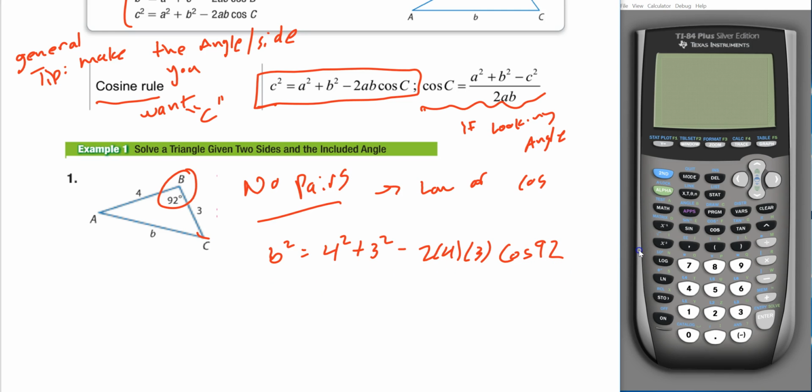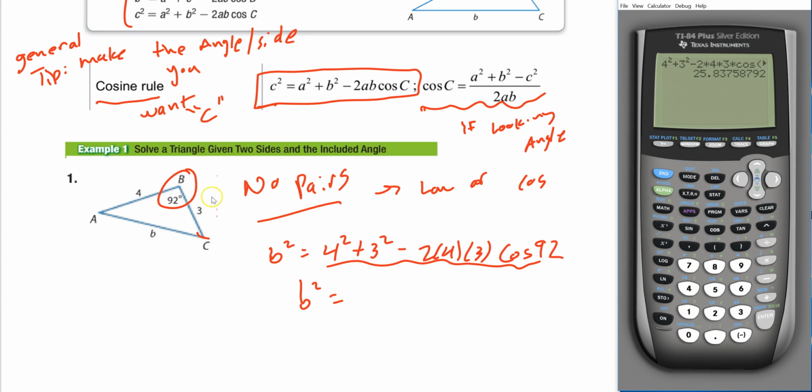Now, look at this. They're all numbers. You gotta put that into your calculator. Don't be a hero, just plug it into your calculator. So turn it on, in my case. You go 4 squared plus 3 squared minus 2 times 4 times 3 times cosine 92.